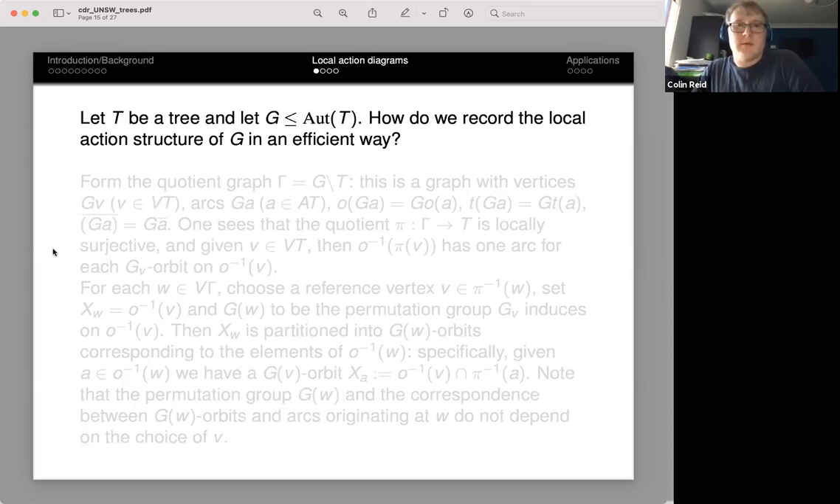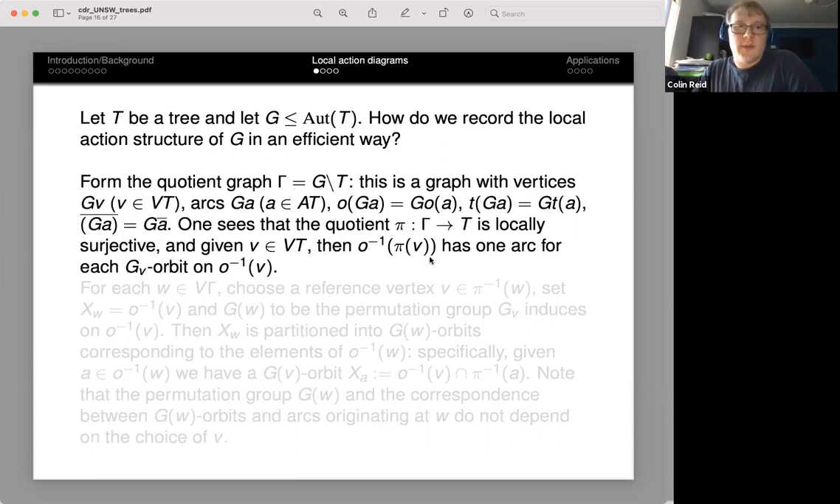Okay, so let's say we've got a group acting on a tree. How do we record the local action structure in an efficient way? So the first step is the same as Serre. We form the quotient graph of the action. So each vertex of gamma is an orbit of vertices on the tree. Each arc of gamma is an orbit of arcs on the tree. And then the origin and terminus maps and the reverse map are defined in the obvious way.